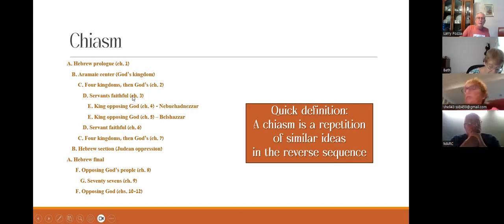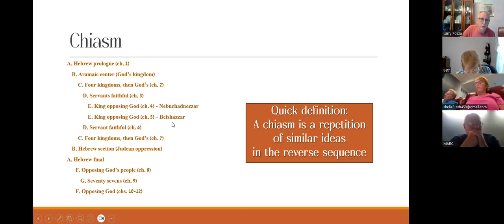You have a spotlight on the faithful servants, Shadrach, Meshach, and Abednego in chapter 3, and a spotlight on one faithful servant, Daniel, in chapter 6. And then you see the kings that are opposing God in chapters 4 and 5, Nebuchadnezzar and Belshazzar. And so you can see these things are written in parallel fashion.